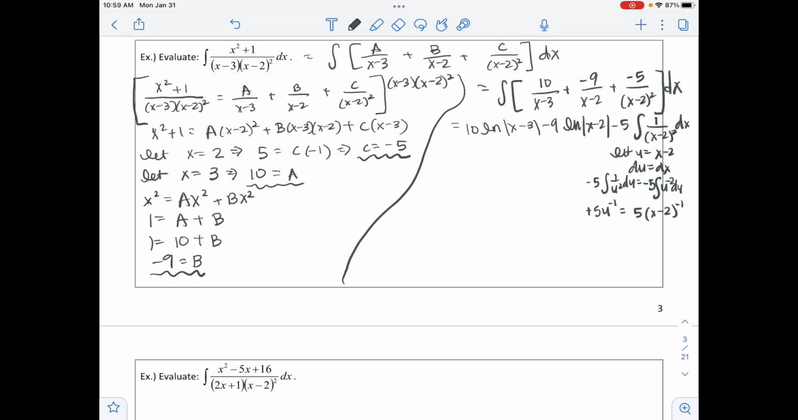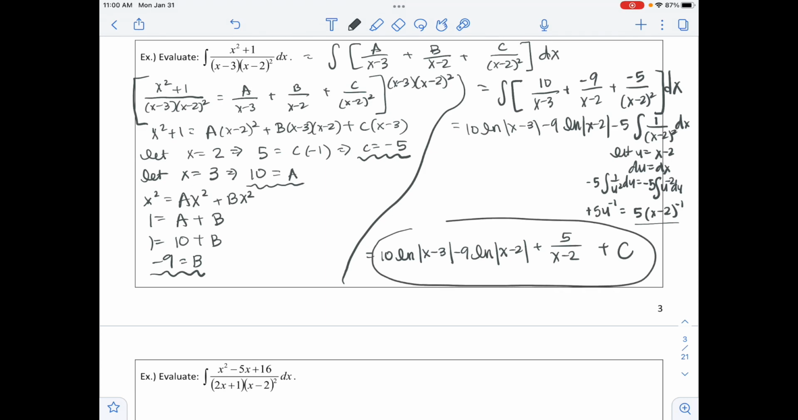So piecing together what we had from up above with integrating those first two terms, we have 10 times the natural log of the absolute value of x minus 3 minus 9 times ln of the absolute value of x minus 2. And then that last term that we integrated was plus 5 over x minus 2 to the +1, or just x minus 2. And then also, since we are dealing with an indefinite integral, do not forget your plus c. So this would be our final answer.